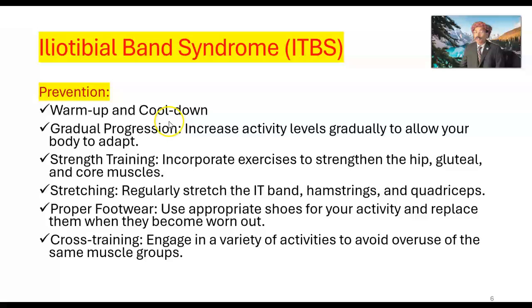Prevention: warm up and cool down. Gradual progression: increase activity level gradually to allow one's body to adapt. Strength training: incorporate exercises to strengthen the hip, gluteal, and core muscles. Stretching: regularly stretch the IT band, hamstring, and quadriceps. Proper footwear: use appropriate shoes for your activity and replace them when they become worn out. Cross-training: engage in a variety of activities to avoid overuse of the same muscle group.